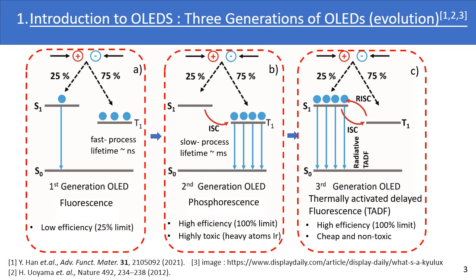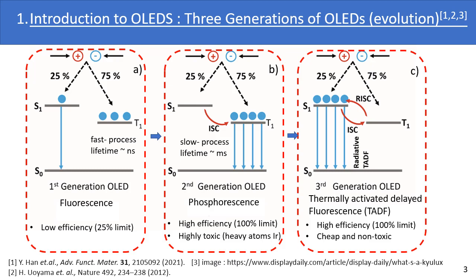To overcome this problem and to harvest the triplet excitons, the second generation emitters were designed, and this is shown in panel B. These were phosphorescent emitters and included heavy atoms such as iridium. Due to the high spin orbit coupling, the phosphorescence from the triplet states was possible. However, these OLEDs were highly toxic in nature and also expensive to produce.